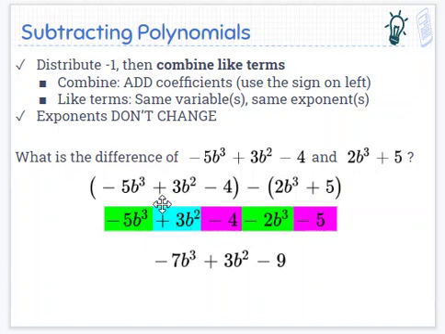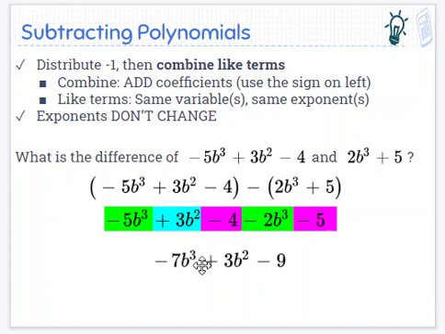Negative 5b to the third, positive 3b squared, negative 4, they do not change. But here, after you distribute the minus sign to each term in the second set of parentheses, your original term, positive 2b to the third, now becomes negative 2b to the third. And your plus 5 now becomes negative 5. Again, this is the most important step of this whole problem.